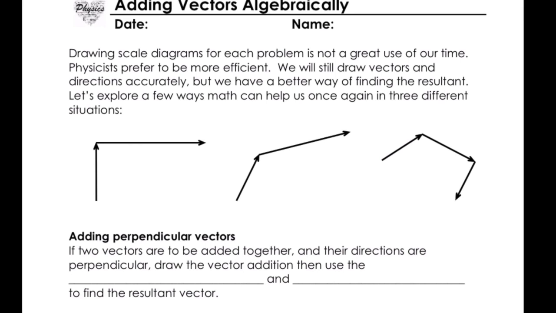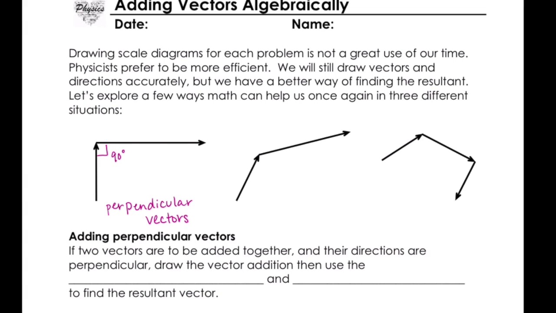So looking at these three situations we have here, the first set of vectors that we'd be adding together are perpendicular, and because they're perpendicular, we know that they come together at a 90-degree angle.